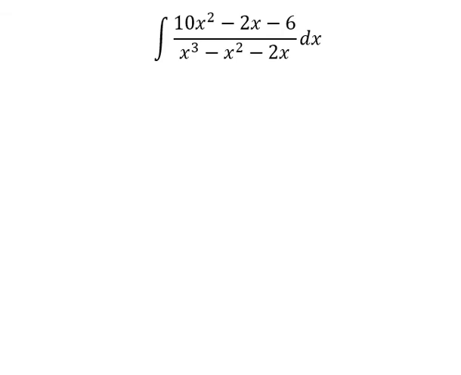Hello everybody. So today I will talk about calculus. The topic today is about integration. So now I will show you how to answer.